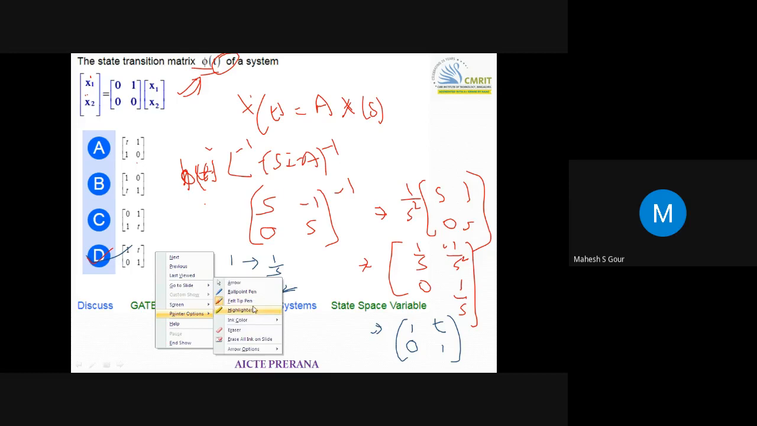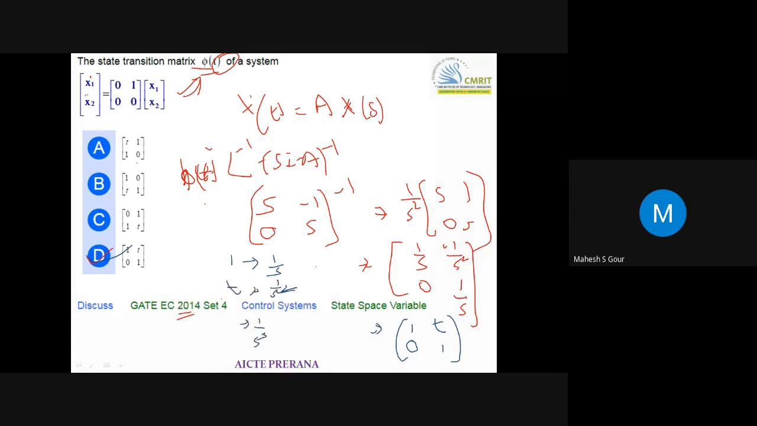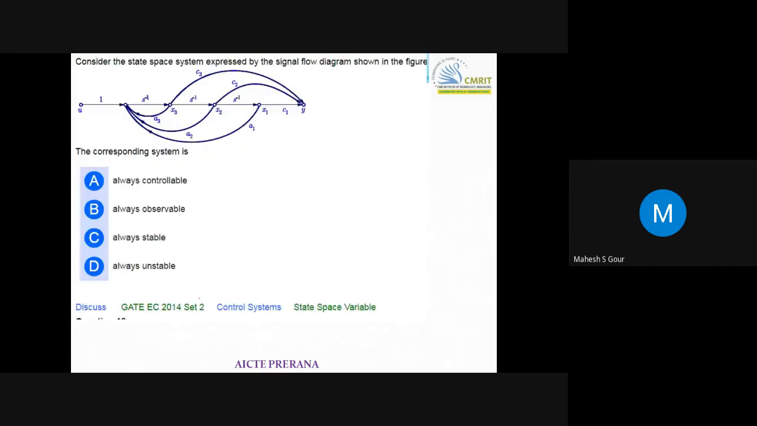How many of you got this answer? Got it? This is one more question. See, sometimes if you are fair and your luck is good, you will be getting very easy questions in GATE also. Right? So coming to this problem now, we'll solve this, then we'll come to this.